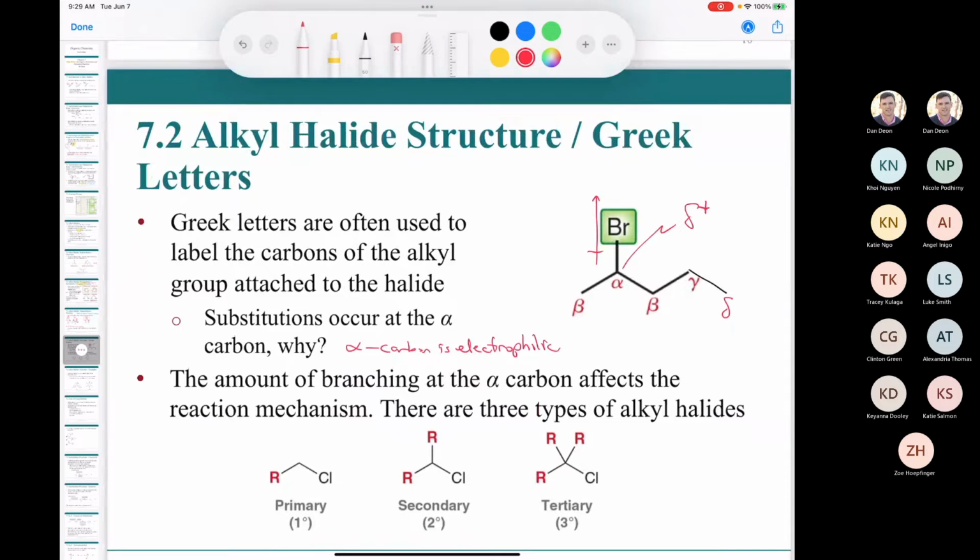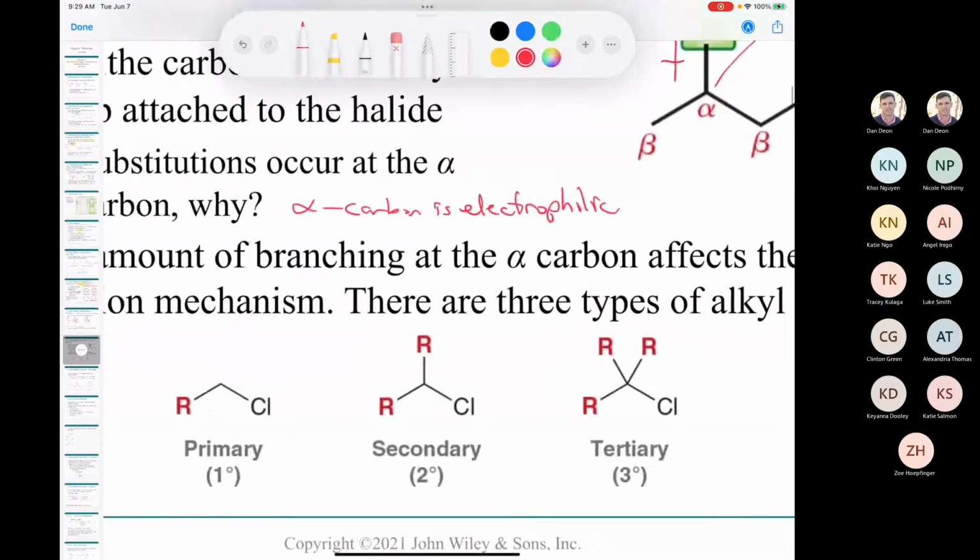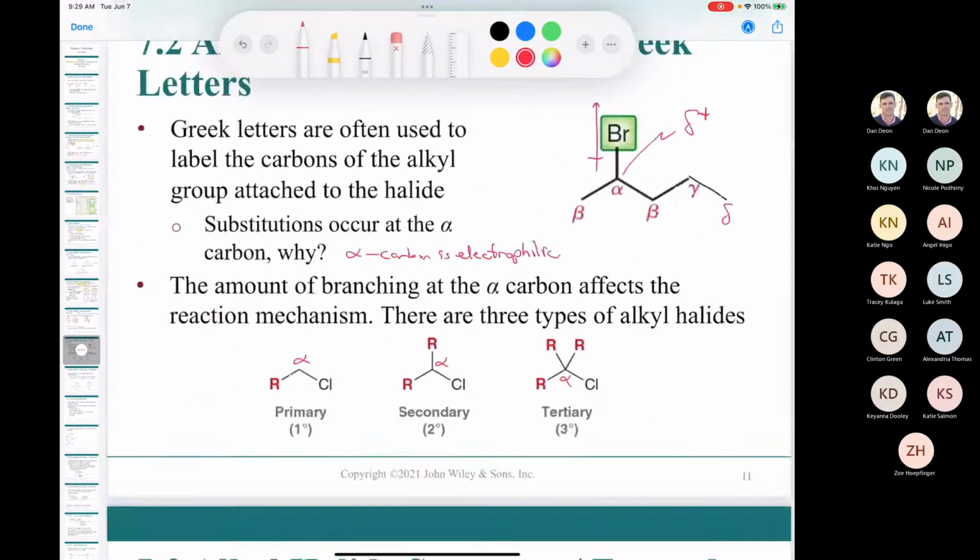Something else about these substitution reactions: the amount of branching at the alpha carbon affects the reaction mechanism as to whether we have substitution or elimination. And there are three types of alkyl halides. Look at the alpha carbons here. If the alpha carbon has one R group attached to it, we call that a primary alkyl halide. If the alpha carbon has two R groups, we call it a secondary alkyl halide. And if the alpha carbon has three alkyl groups attached to it, we call it a tertiary alkyl halide.